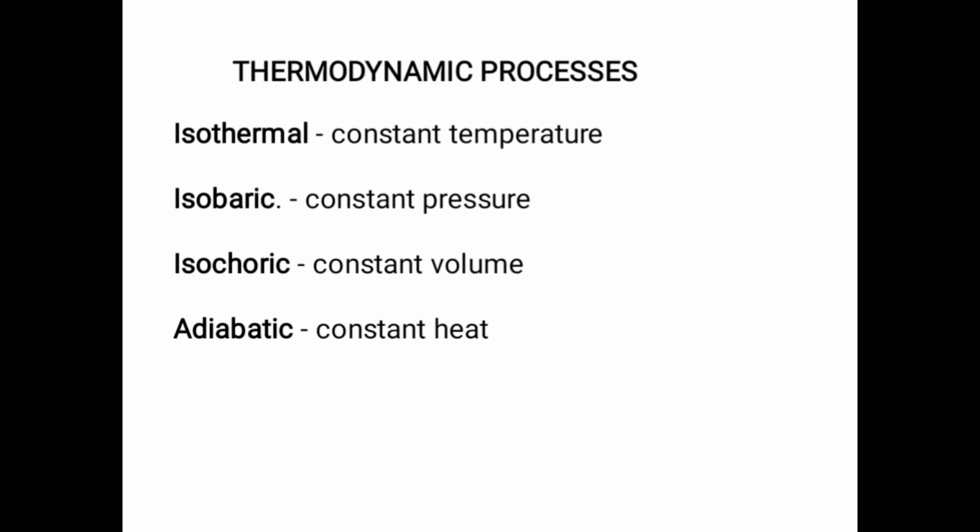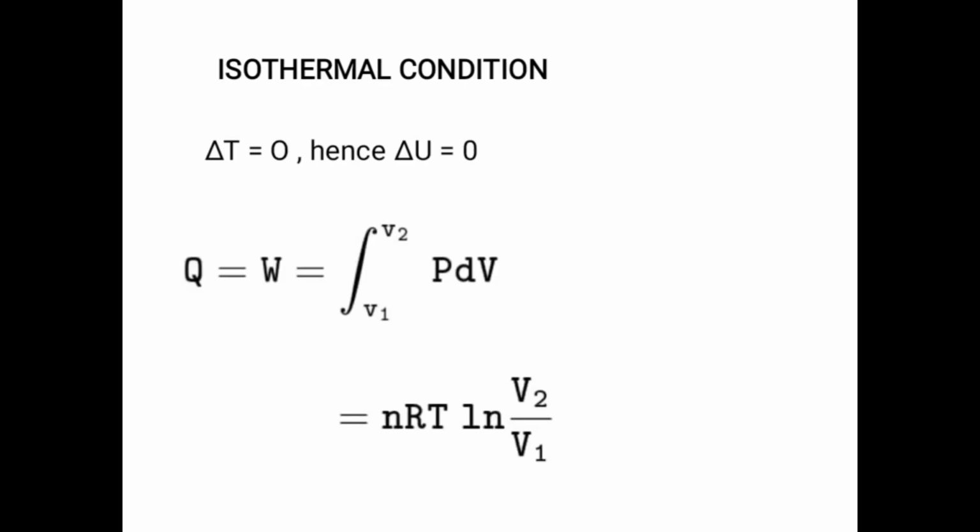So we are going to be seeing each of them and know what the values of internal energy, heat, and work done are for each of these processes. Here we see the isothermal condition. Now, in the isothermal condition, it means that the change in temperature is zero. That means temperature is constant. And if temperature is constant, delta U is zero.